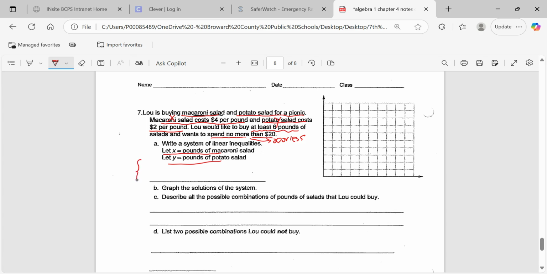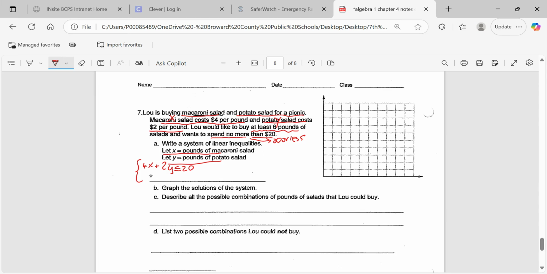This is correct. So macaroni salad is $4 and potato salad is $2. We're going to go with 4X for my macaroni plus 2Y, $2 for the potato, is no more than $20. So it has to be less than or equal to $20. Now, the next part of this, once I took care of the numbers for the money, it says Lou would like to buy 6 pounds of salad.